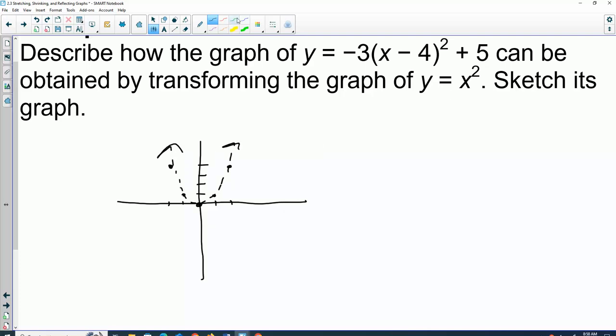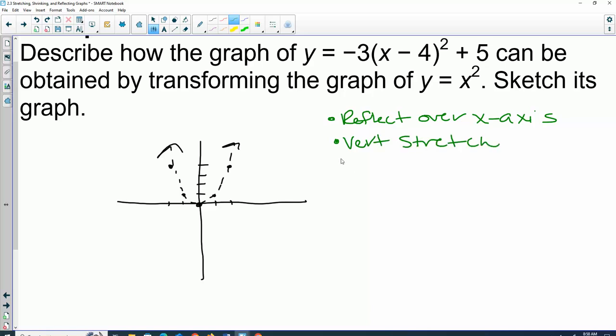Let's list out all of the different transformations that are happening here. What will the negative in front do? Okay. What does the 3 in front do? What does the minus 4 do? And the plus 5. Okay, so we have 4 different things happening here.